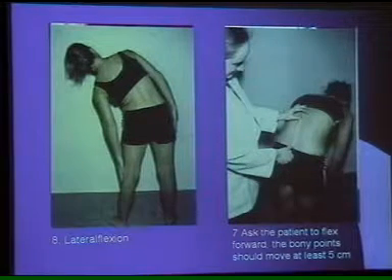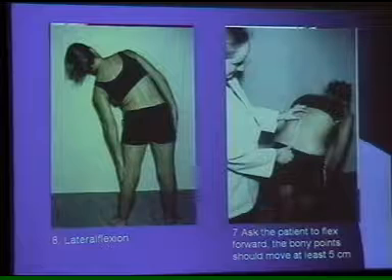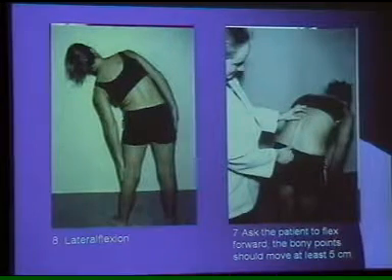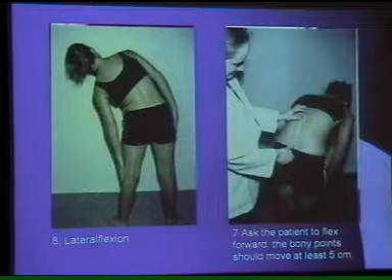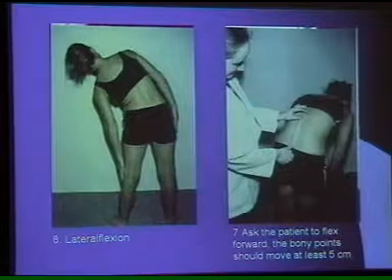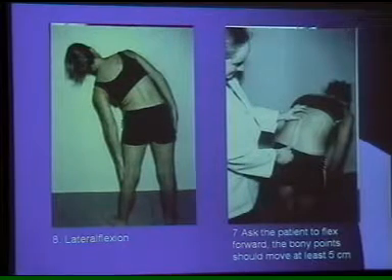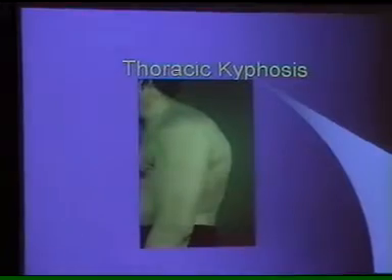Measurement: it should be a minimum of 5 centimeters when the patient is flexing. So, 2 bony landmarks before flexing, and then when the patient is fully flexed, the distance traveled between the two should be a minimum of 5 centimeters. That's normal flexion movement at the vertebra.